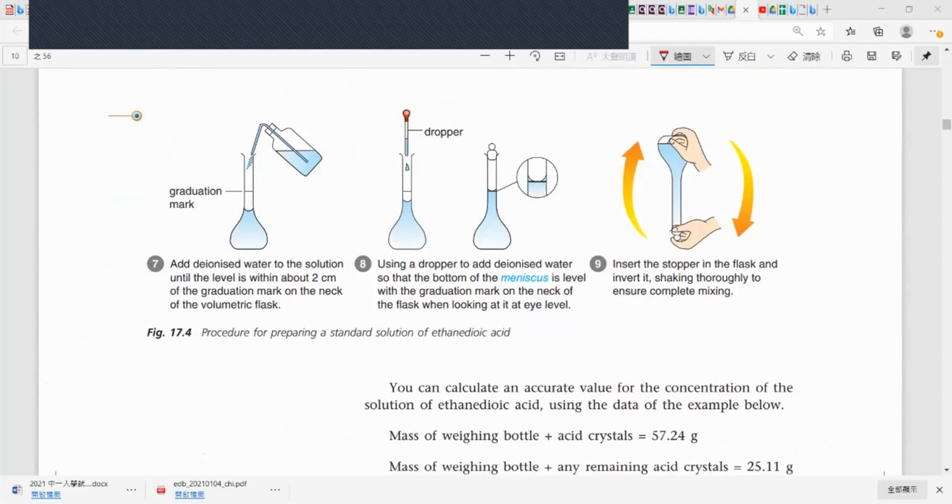You're going to add the solution until the water level, we call that meniscus, the bottom of the meniscus. So what is meant by bottom meniscus? This is the meniscus, the curved surface. We call that the bottom of the curved surface, the bottom of the meniscus. You talk about the same thing. Okay, just reaches the graduation mark. We call that the graduation mark. Now, this is the only line to tell you the volume of a solution.